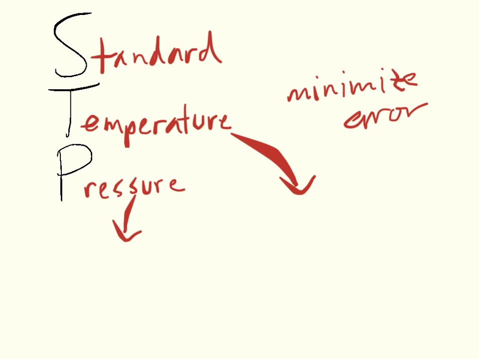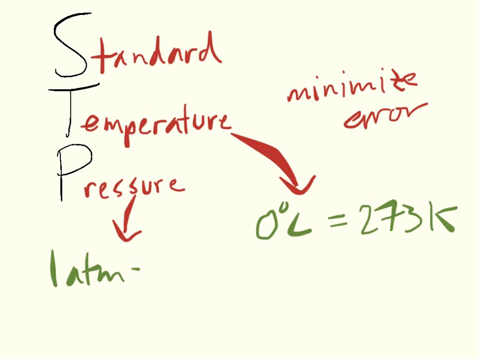Well, the standard temperature at STP is 0 degrees Celsius, which is equivalent to 273 Kelvin. And standard pressure is 1 atmosphere, which is the same thing as 760 millimeters of mercury. These are just values that have to be memorized. They were defined by scientists years ago, and based on these definitions, we just have to have them memorized for when we do problems involving gases at STP.